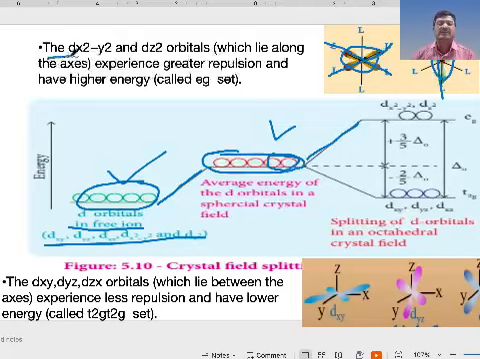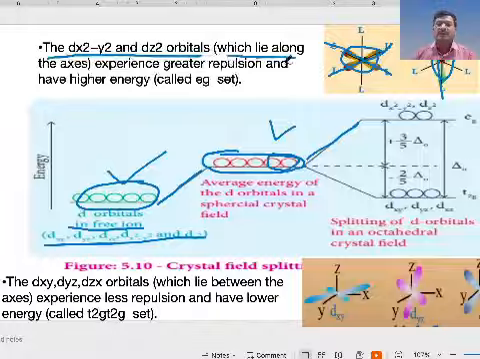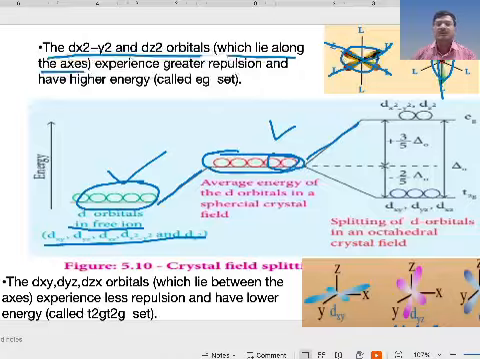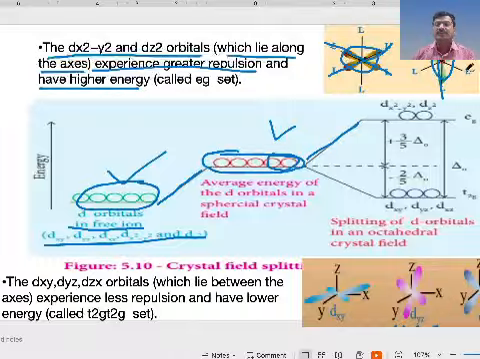So see here, the dx² - y² and dz² orbitals, which lie along the axes, experience greater repulsion and have higher energy. So due to this, these two orbitals will split into higher energy.